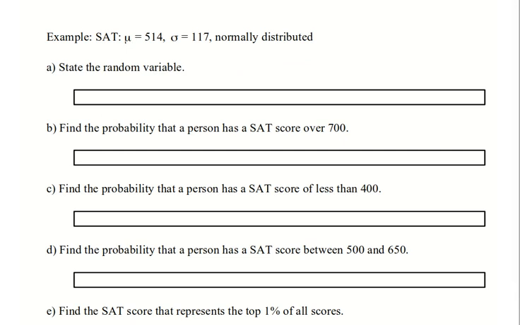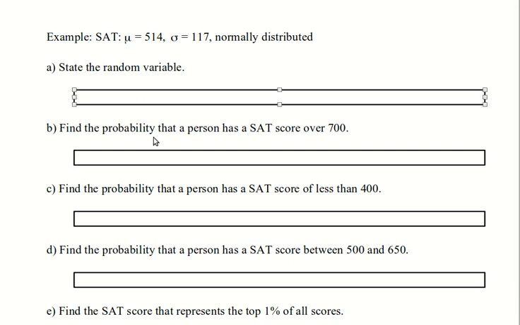Because this is such a large part of the course, we're going to go through another example just a tad quicker. Here we're talking about SAT scores. That's an intelligence quotient. So we know that it's normally distributed. Basically, that means that the data is normalized. The first question asks us to state the random variable.